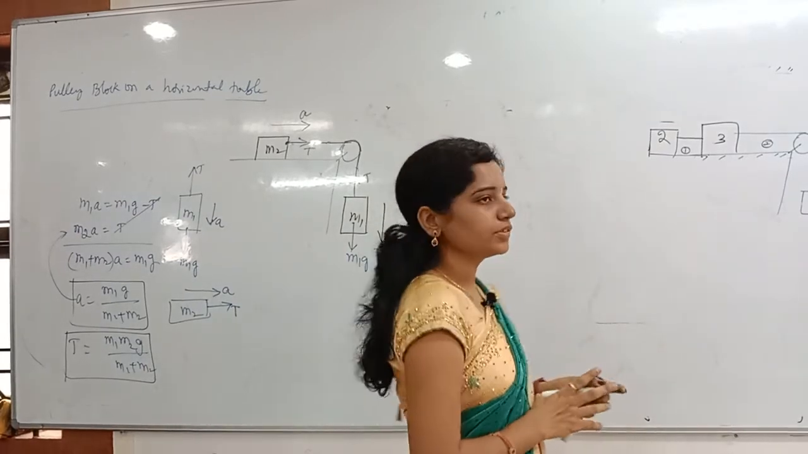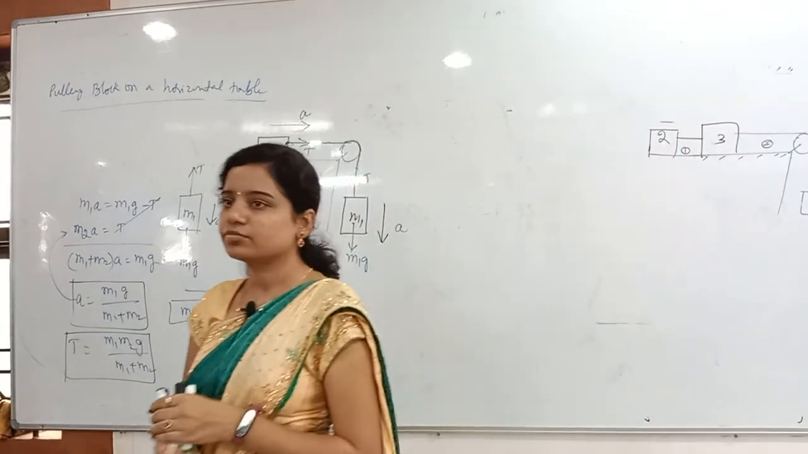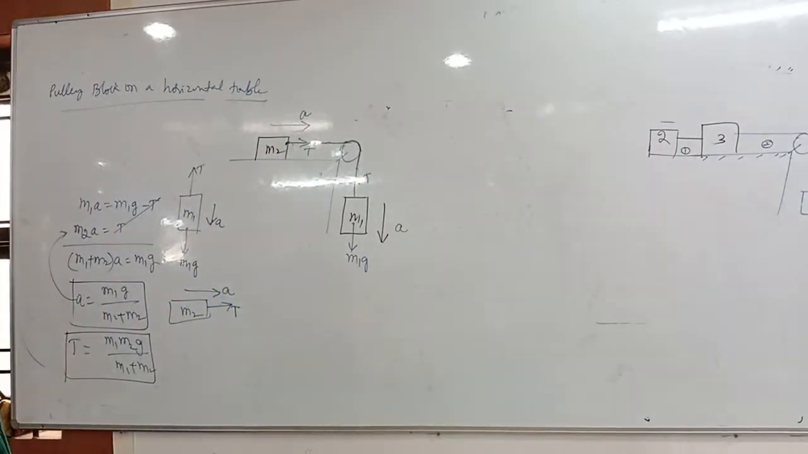Draw the diagram. Find acceleration and then tensions in the strings. Acceleration is 10. 5. Yes, acceleration is 5. That's correct. Which one? First one or second one? Second one.